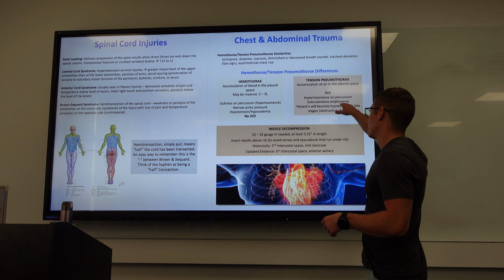Hyperresonates. You're going to have narrow pulse pressure, hypotension, and hypovolemia. So there's going to be less blood in the system, which is why blood pressure is going to be low, because it's all in the lungs, the pleural space.